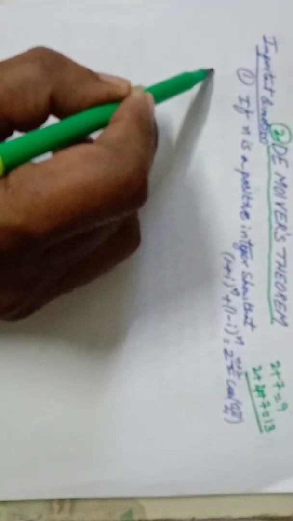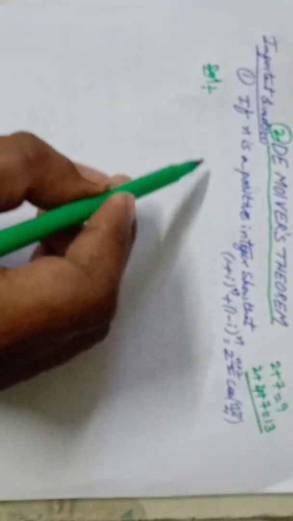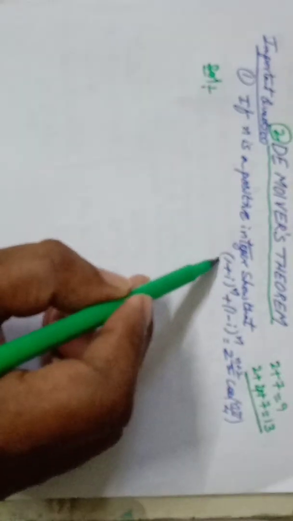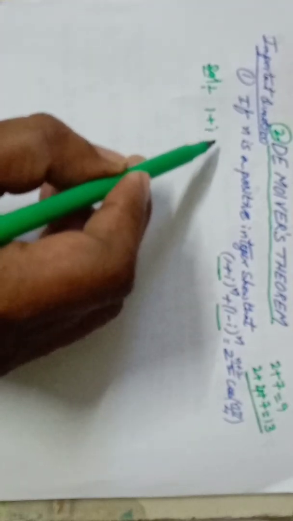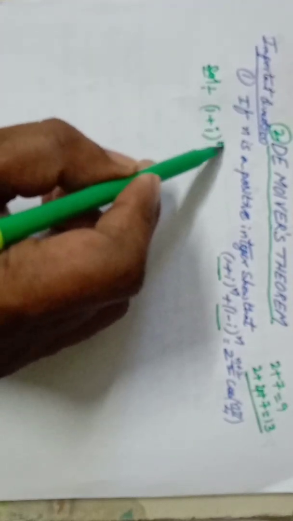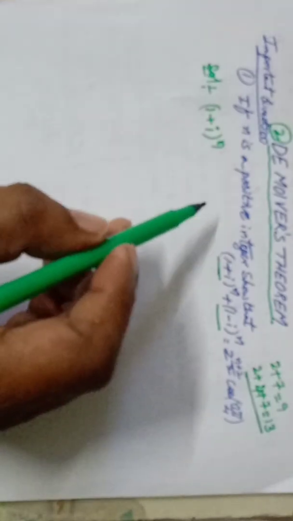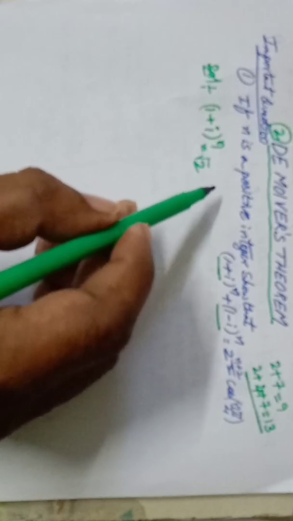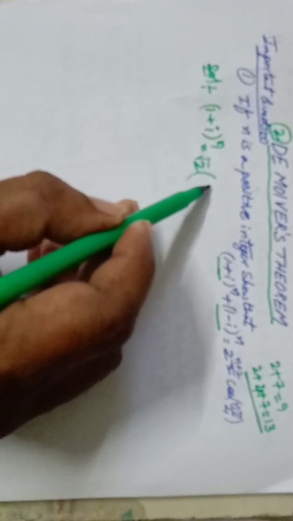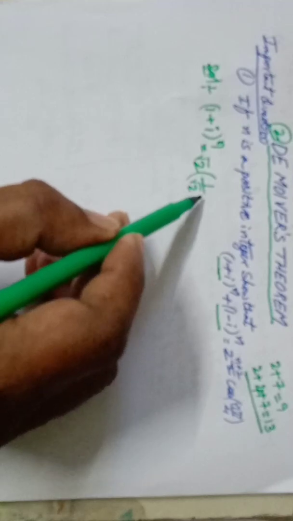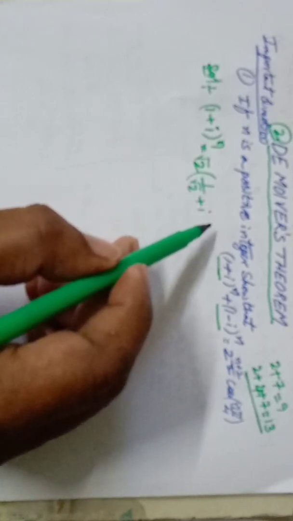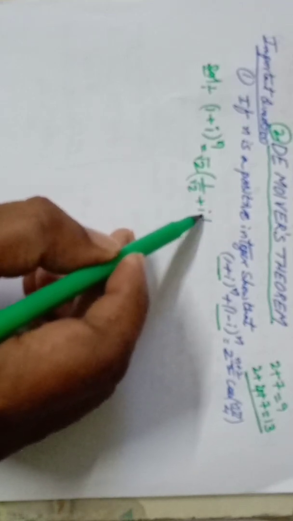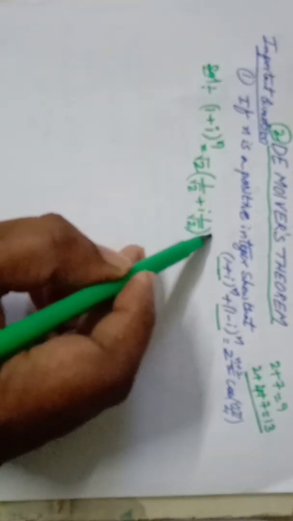First of all, you have to divide this into two parts and get the solution. This is one part. (1 plus i) to the power of n: you have to divide by root 2 and multiply with root 2. Then what will we get here? Root 2 into (1 by root 2 plus i into 1 by root 2) whole to the power of n.